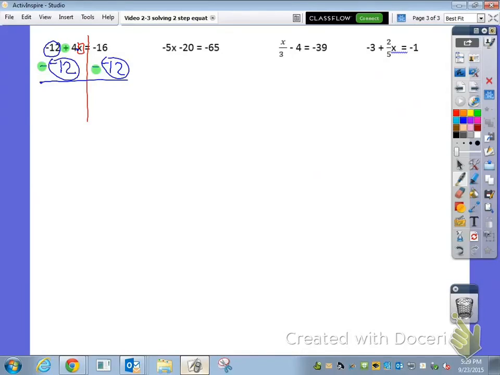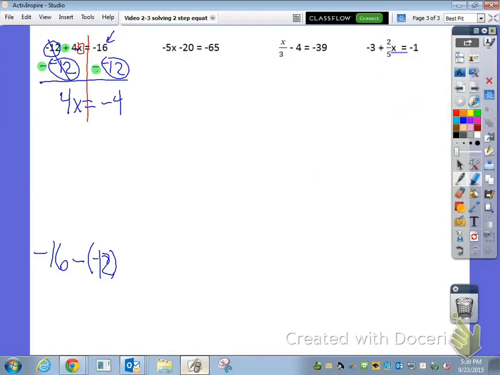So in your calculator, these cancel out. So you've got 4x equals negative 16 minus negative 12. You have to enter it just like that. Negative 16 minus, and then you can do negative 12 so you can see it. But you have to enter it just like that. And you get negative 4.